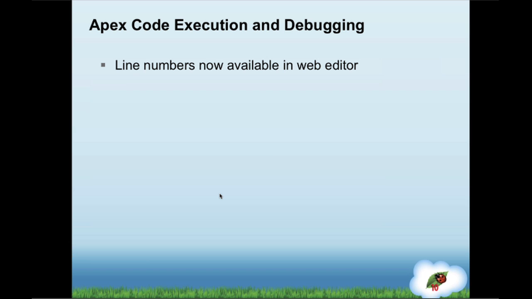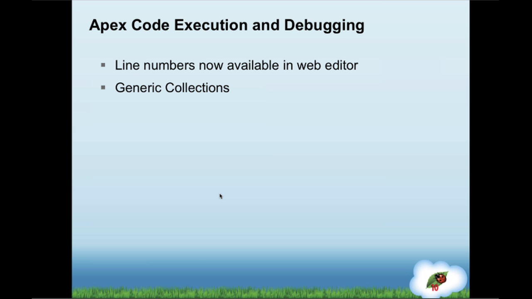So now I have a little bit of commentary on Apex execution and debugging that we've added to Spring 10. Not all of these are earth-shattering, but they're all very useful. So we now have line numbers available in our web editor. This is very useful when you get an error statement saying that something on line 1374 is a problem. Now you can scroll down and find that easily in the web editor rather than counting.